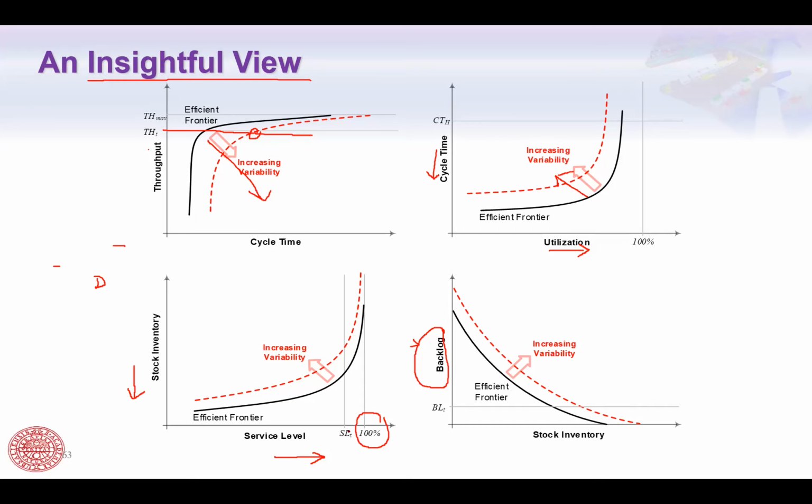And then for the service level, it's the same here. If your system degrades because you increase variability, then it costs you more inventory in order to achieve the same level. So it used to be like that, but if your system degrades because of increasing variability, then you need to spend more inventory, maybe even interpreted as a higher inventory cost, in order to get the same service level.